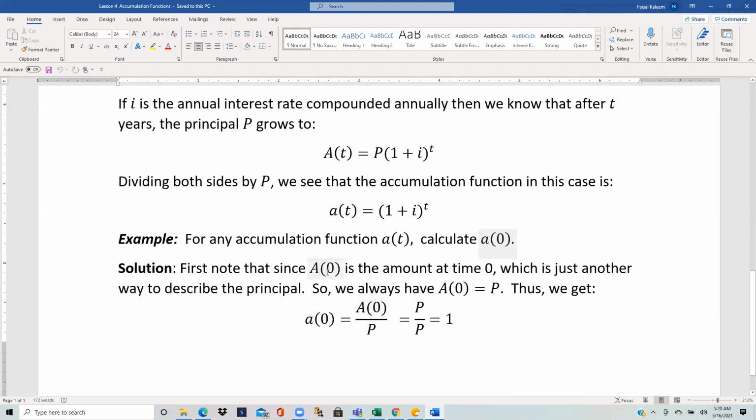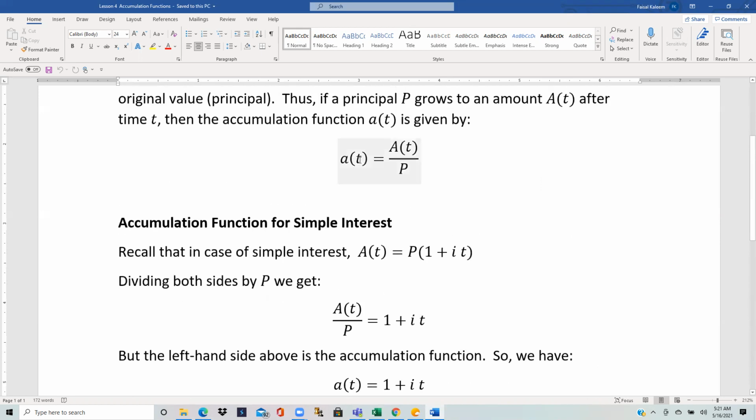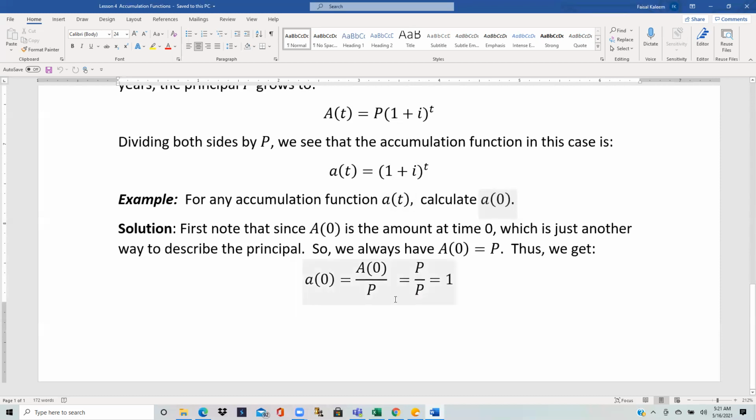We first note that A of 0 is the amount at time 0, which is just another way of describing the principal. So actually, the principal can also be denoted by big A of 0, because principal is the original amount, which means the amount at time 0. And we know that little a of t is equal to A of t by P. So little a of 0 would be A of 0 by P, and A of 0 is just P. So it's P by P equals 1. So it turns out that little a of 0 is always 1, no matter what the underlying type of interest is. And that's an extra thing we found. We had some practice finding an accumulation function, and we learned a very universal fact that little a of 0 is always 1.